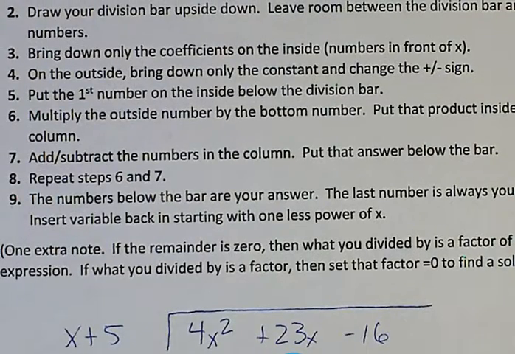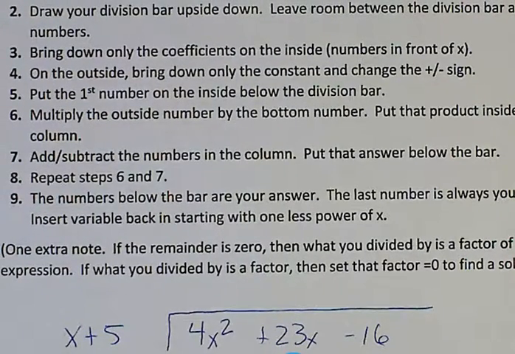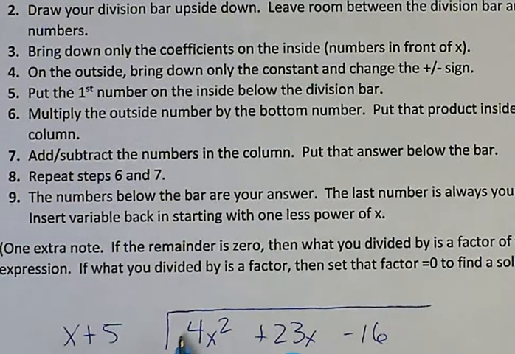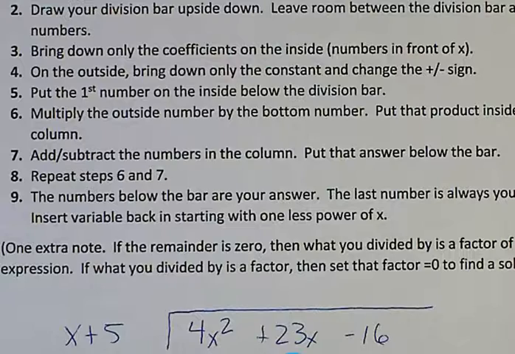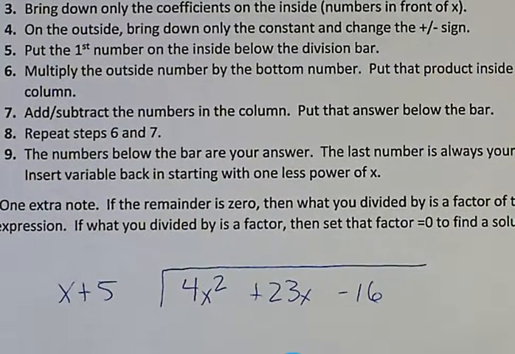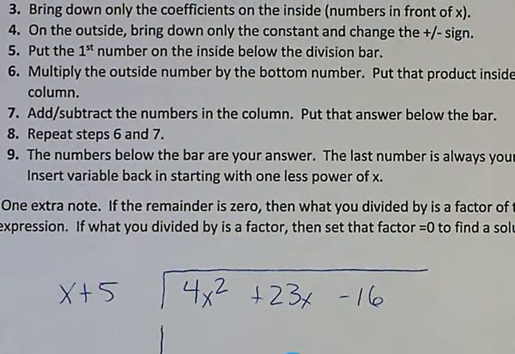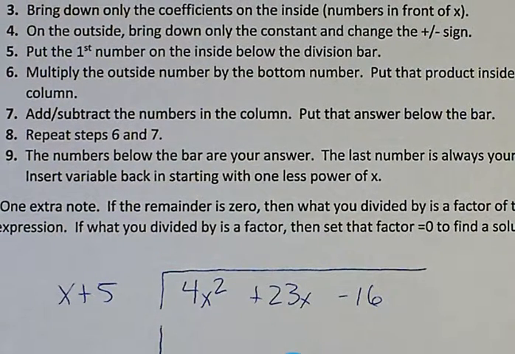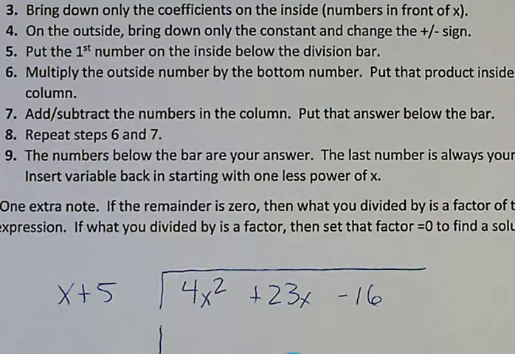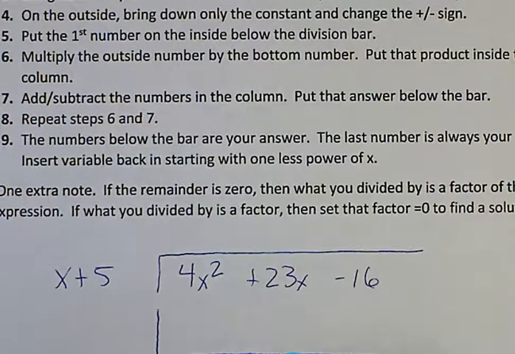Okay, so the very first step with our division problem is to draw the division bar upside down. We're going to leave a little bit of room in there to put some more numbers. The online homework shows it a little bit different, but it's still the same basic process. We're going to bring down just the coefficients on the inside. The coefficient is the number in front of x, and we include the signs. So we have a positive 4, a positive 23, and a negative 16.